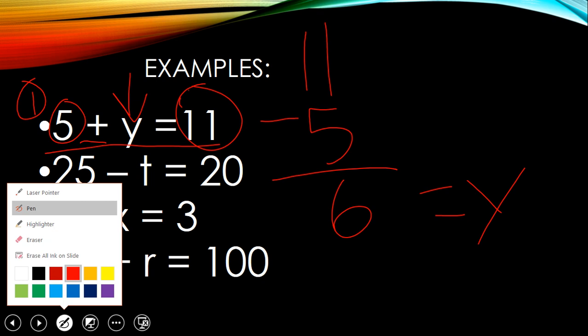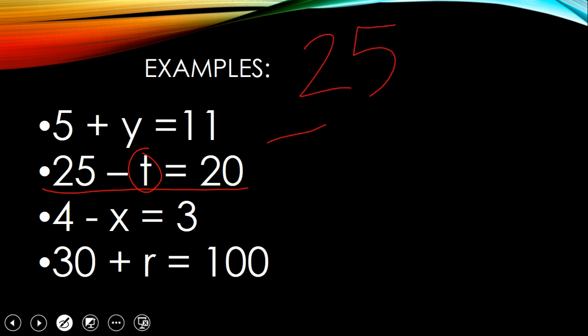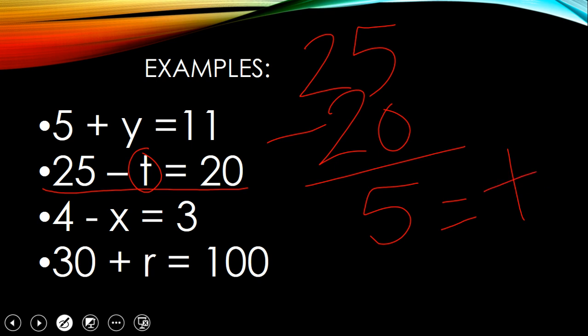Okay, let's try another one. The second one is 25 minus t equals 20, again, I'm looking for t. Now I know that 25 minus 5 equals 20. But here, again, I just need to go 25, take away 20, equals 5. So now I know that t equals 5. So again, I'm using the numbers I have to figure out what this is.